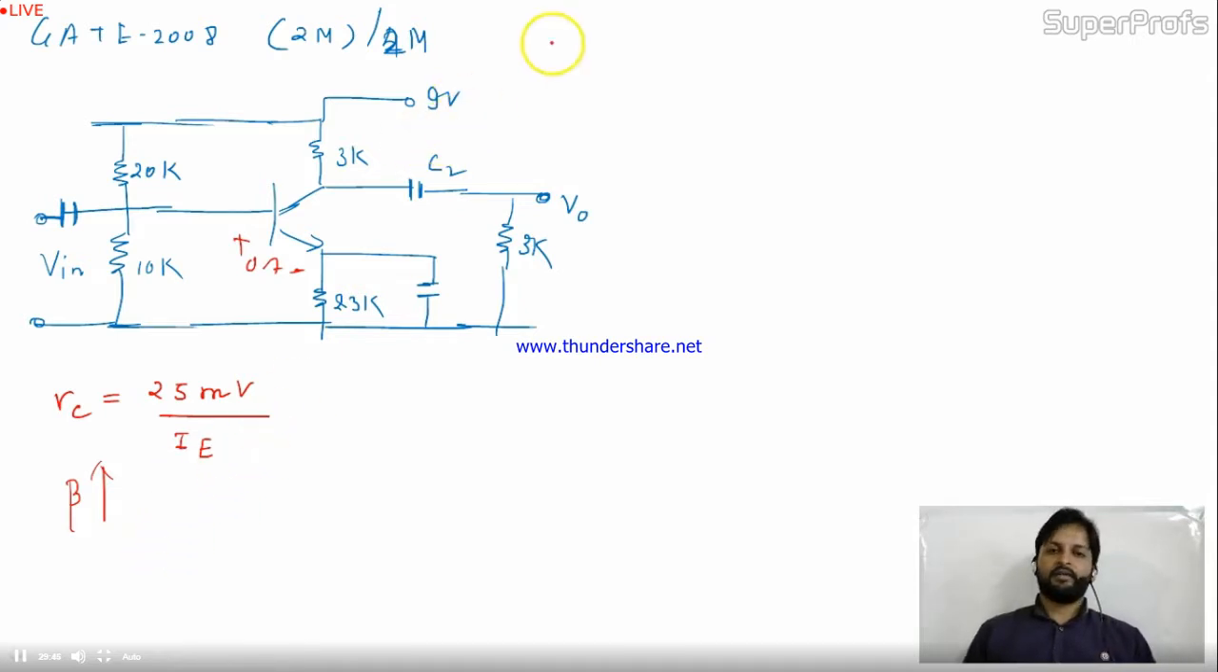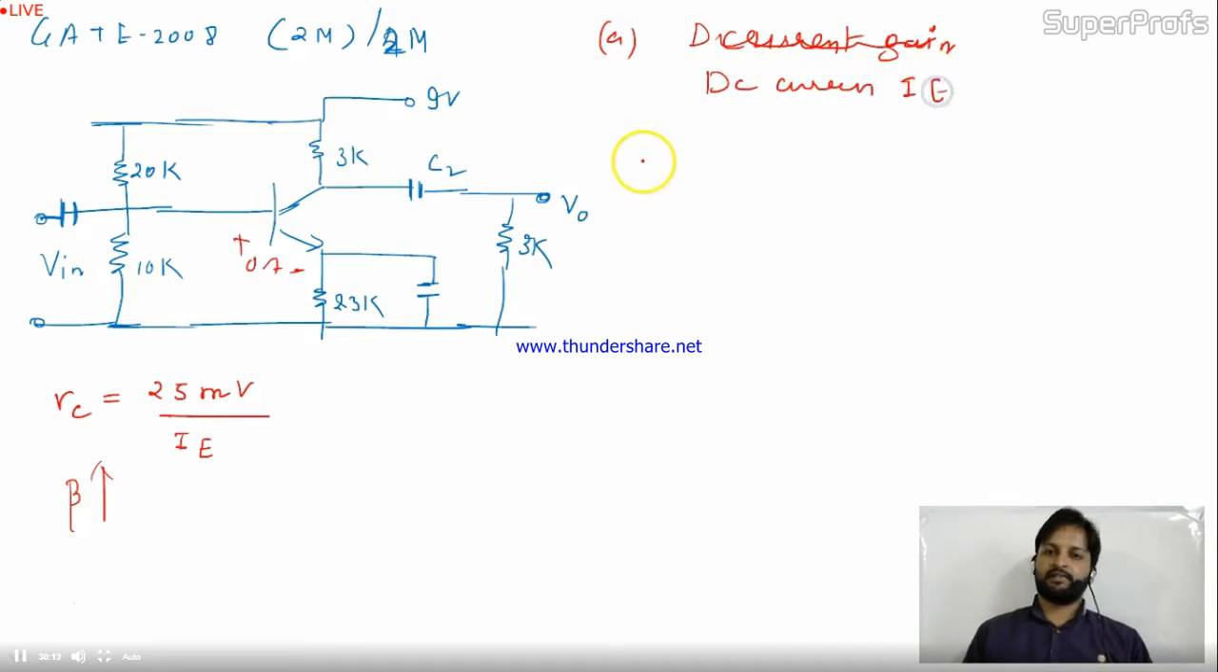Now, the first part of the question is the value of DC current. They're asking the value of DC current IE, the first question is. And you have 4 options for this: 1 milliampere, 2 milliampere, 5 or 10.